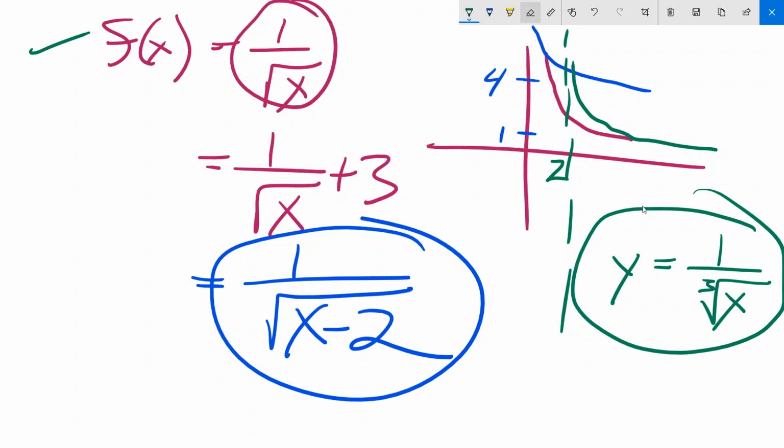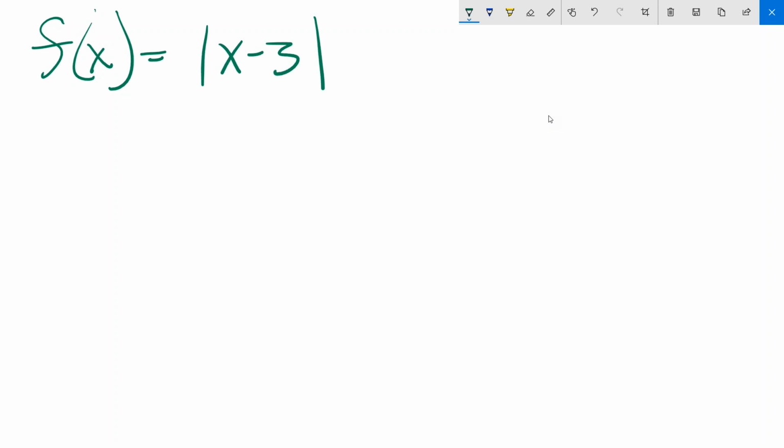Do you have another one? Yeah. I have f of x is equal. Just 1 minute. Let me erase all this. Okay, go ahead. F of x is equal to the absolute value of x minus 3 over x minus 3. Like that? Yeah. Okay.